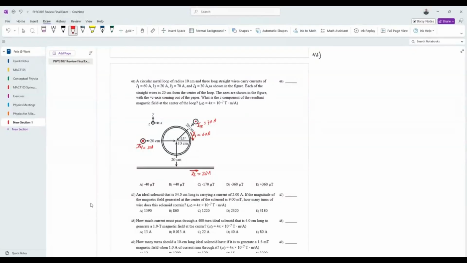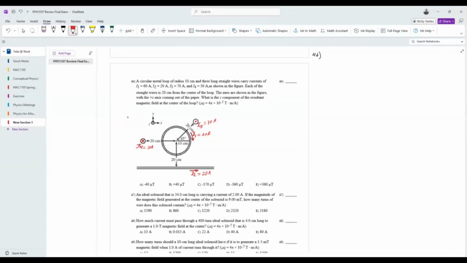Now, they say each of the straight wires is 20 centimeters from the center of the loop. The axes are shown in the figure below, with the positive z-axis coming out of the paper. What is the Z component of the resultant magnetic field at the center of the loop?